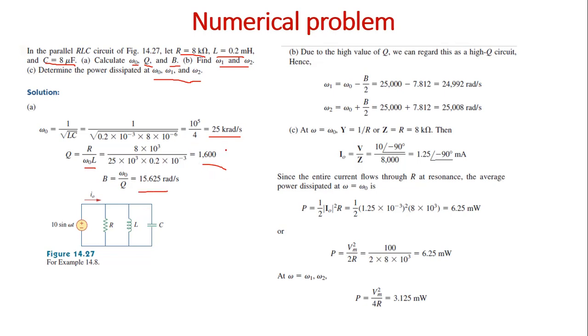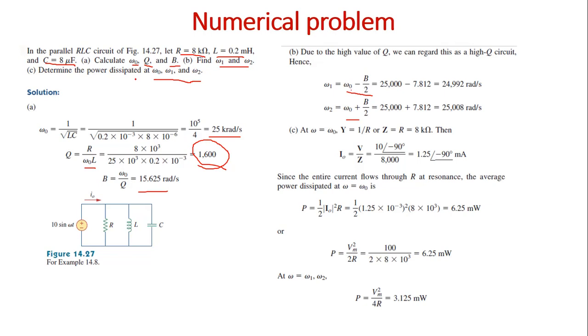Now next we have to calculate the half power frequency, omega 1 and omega 2. So value of Q is greater than or equal to 10, so we can directly employ this formula, that is omega naught plus or minus B by 2, and calculate omega 1 and omega 2.